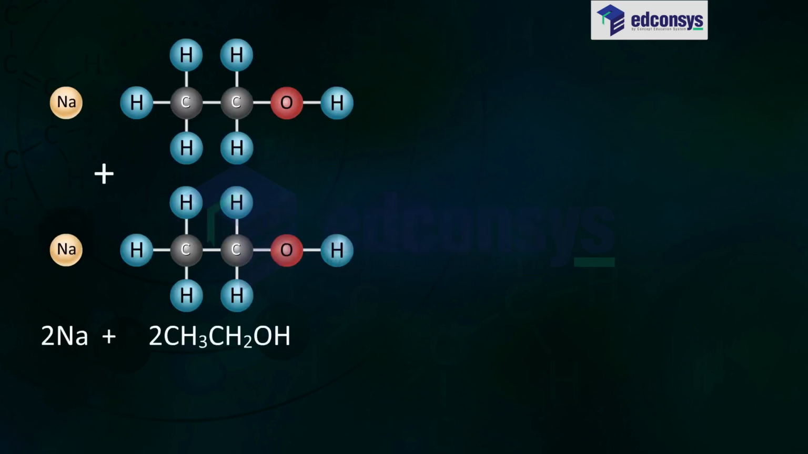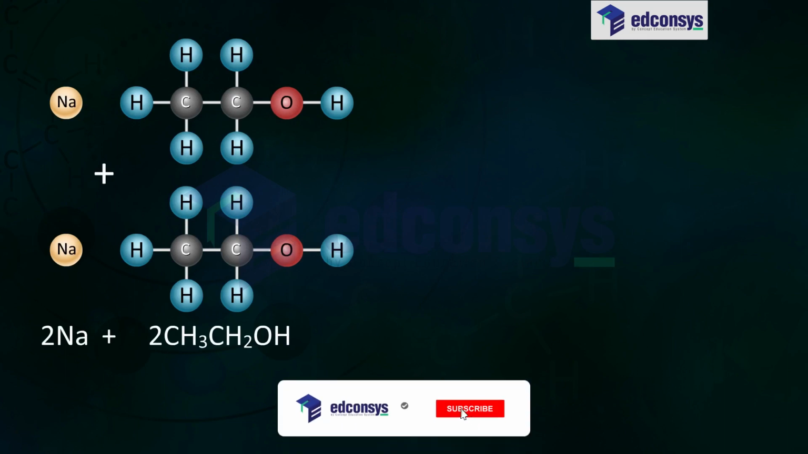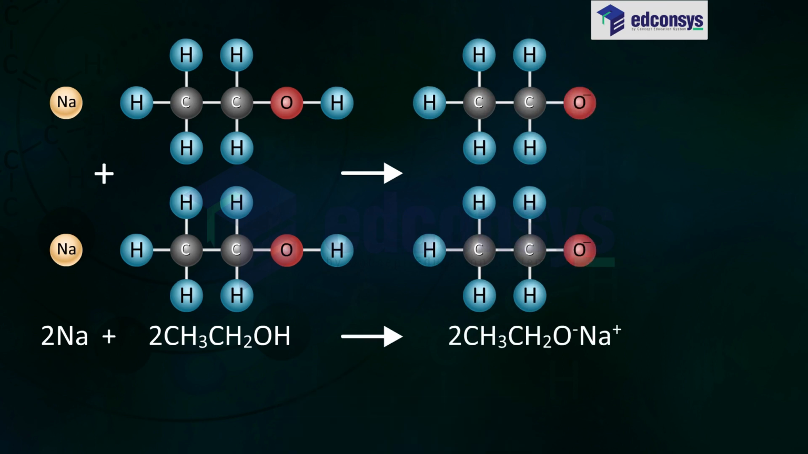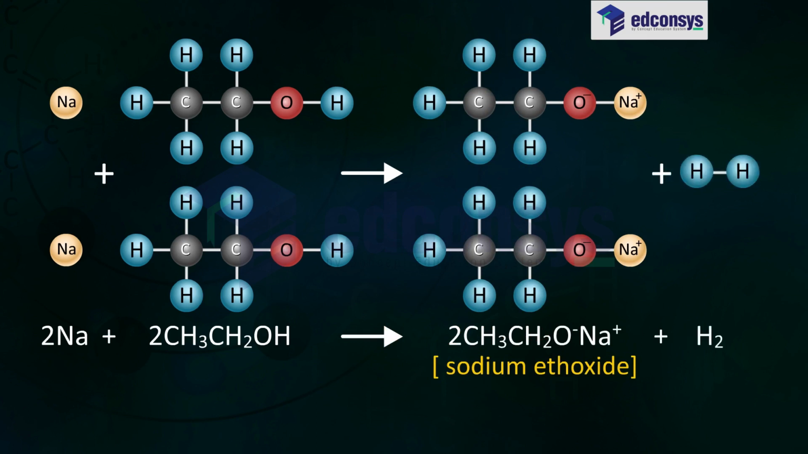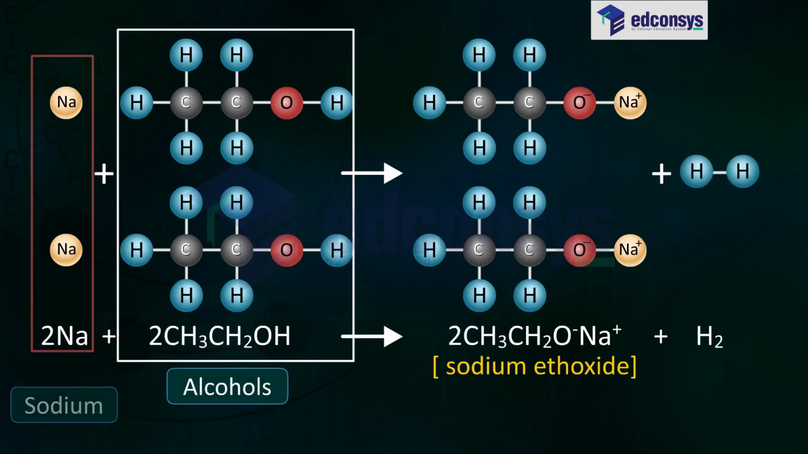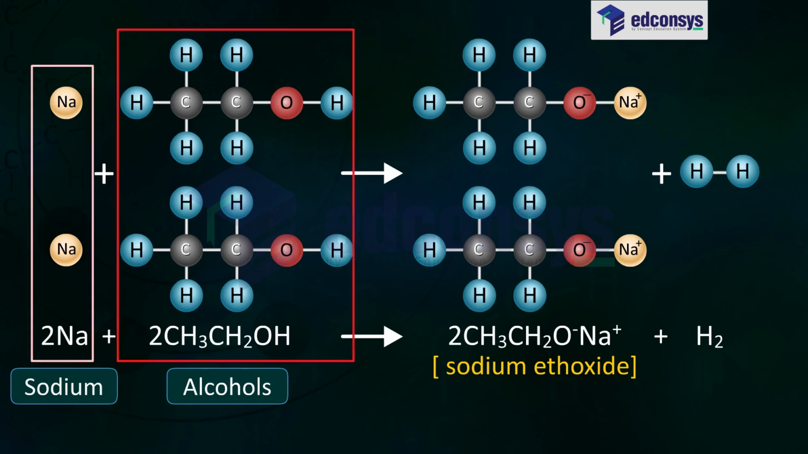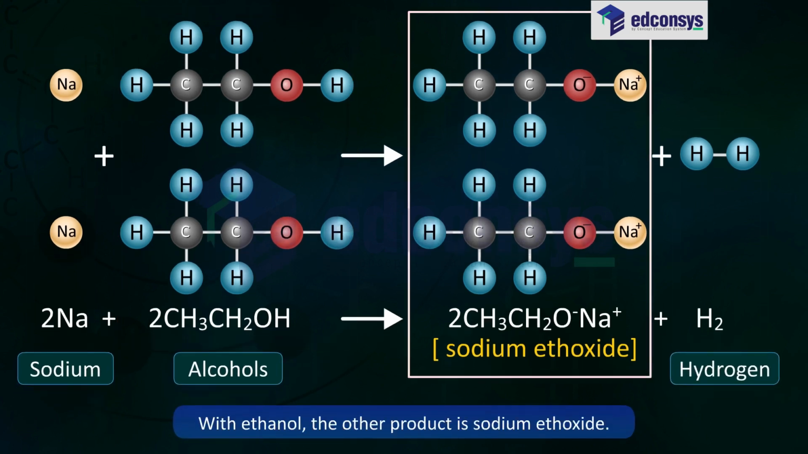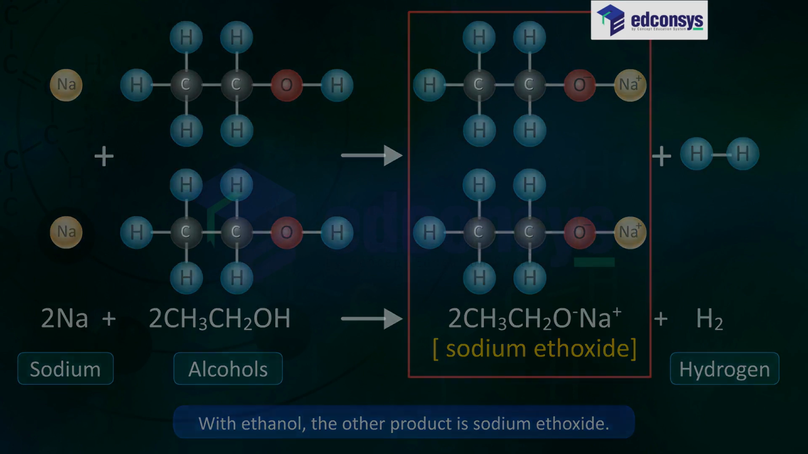2Na + 2CH3CH2OH gives 2CH3CH2O⁻Na⁺, sodium ethoxide, plus H2. Alcohols react with sodium, leading to the evolution of hydrogen. With ethanol, the other product is sodium ethoxide.